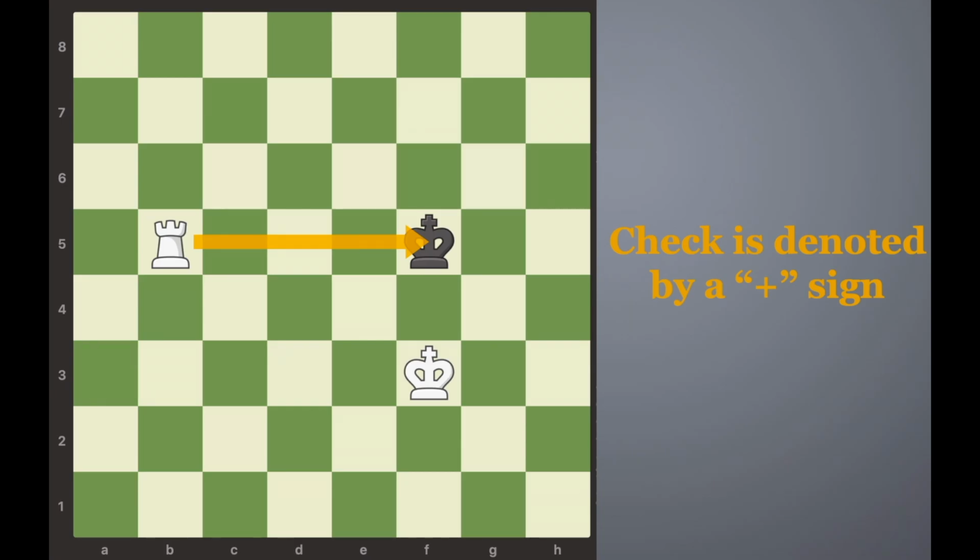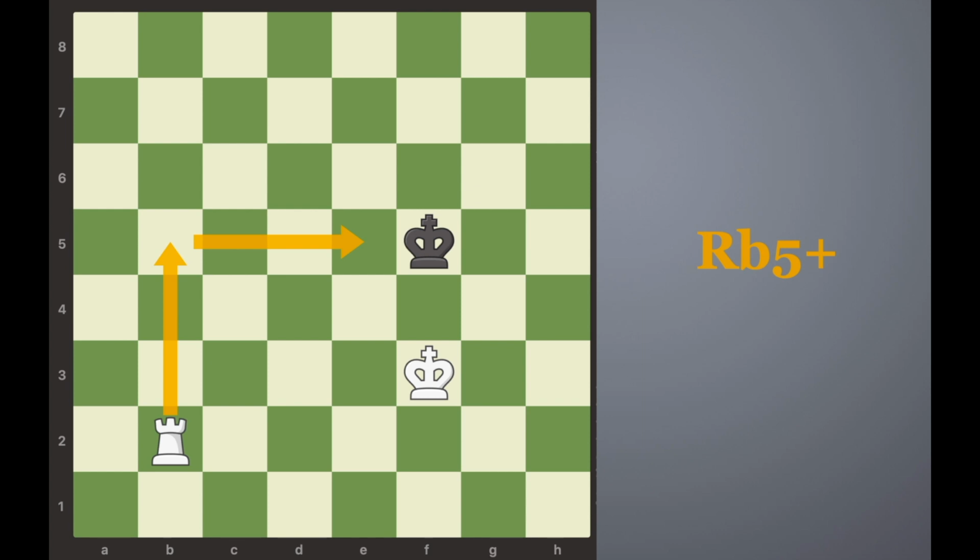When a player's king is under threat or attack by opponent's piece, that's called check. Just remember, when the opponent's king is threatened by check, a plus sign is added to the end of the notation. In this example, rook is giving a check to the black king. The rook which is on b2 can go to b5 and give a check to black king. Notation for this move is Rb5+.